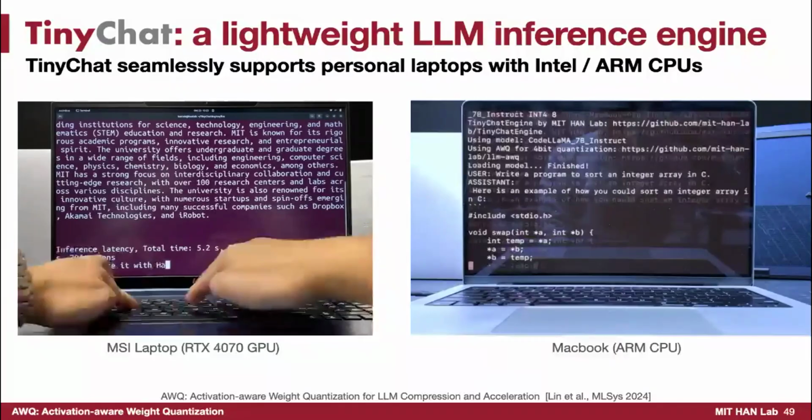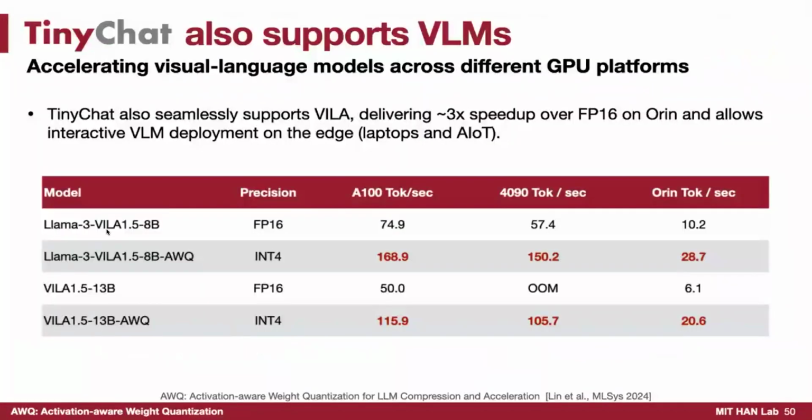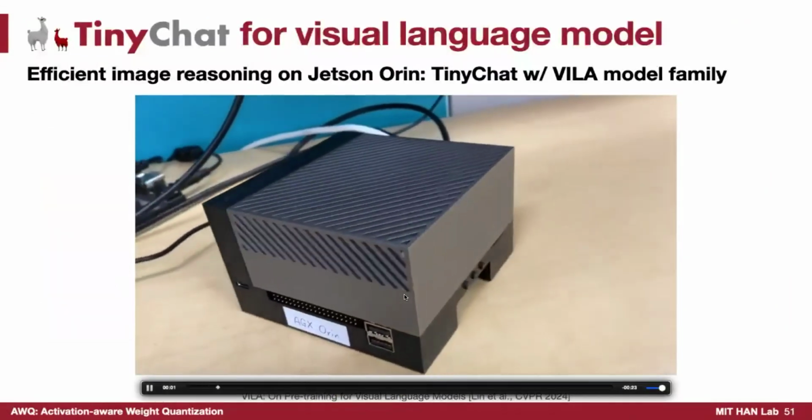To close the loop, TinyChat also supports visual language models. We have the Llama 3 VILA 1.5 and VILA 1.5 13 billion parameter models. Compared with FP16, on the A100 the tokens per second is almost more than doubled, on the 4090 it is tripled, and on Orin it is also tripled, and the accuracy is very well maintained.